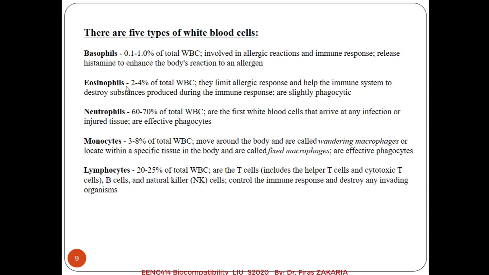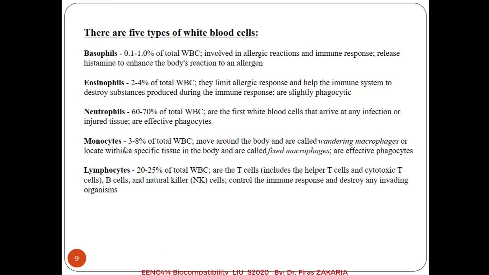Eosinophils هني account between 2-4% of total white blood cells. طبعا كمان هيدول they limit allergic response and help the immune system to destroy substances produced during the immune response. كمان الايوزينوفيلز هني slightly phagocytic. النيوتروفيلز هني the first white blood cells that arrive at any infection or injured tissue, and they are effective phagocytes.